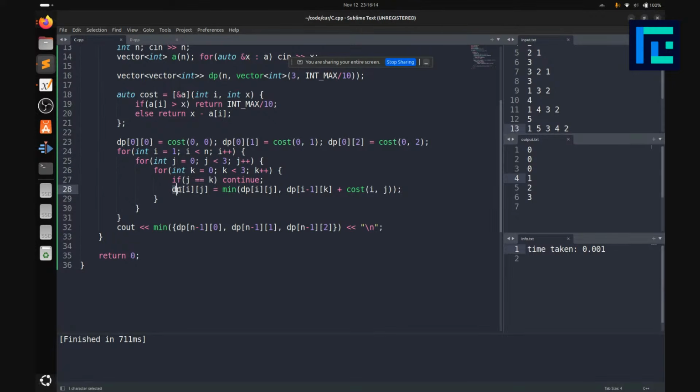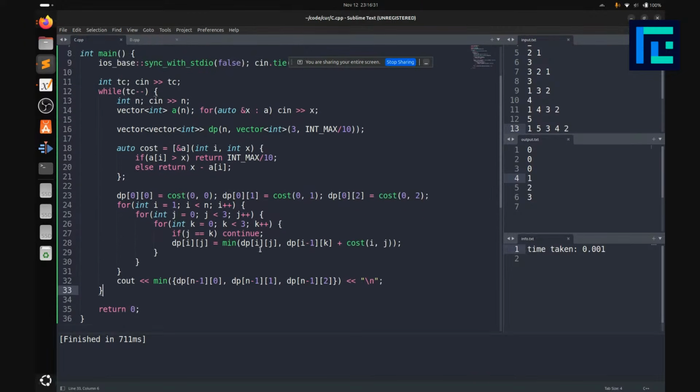So that's it. Now for every i, for every j, and for every k not equal to j, right, we are doing the update. So dp of i, j is the minimum of dp of i, j, and dp of i minus 1, k plus the cost of making the ith element into j. Finally, we can print the minimum of all the three possible values for the last answer, right? So that's it, standard DP.